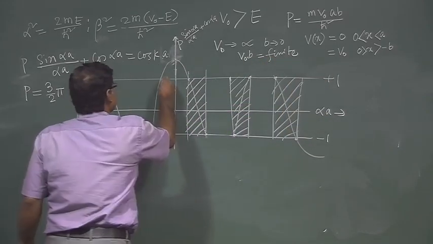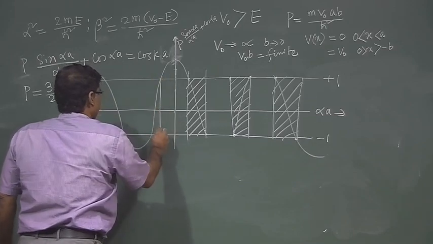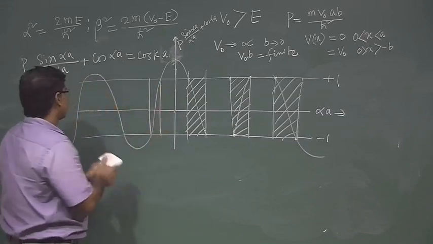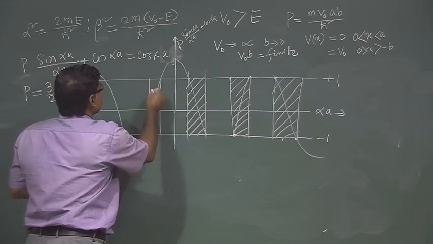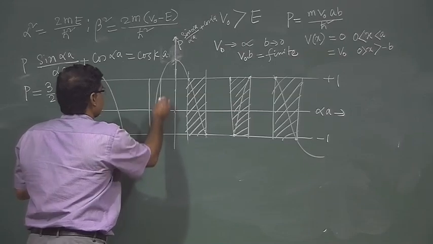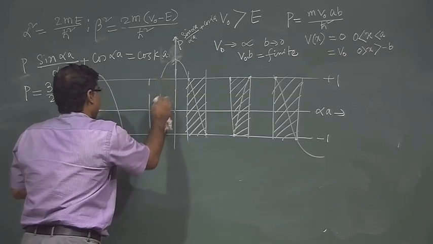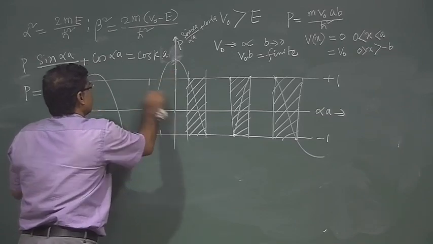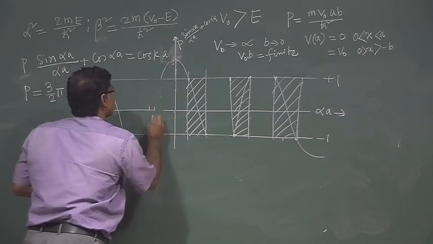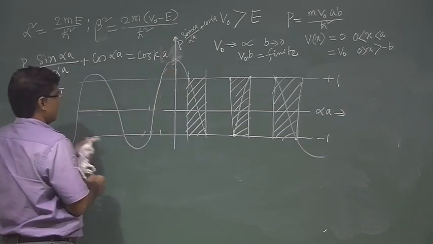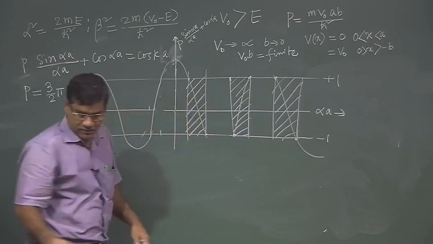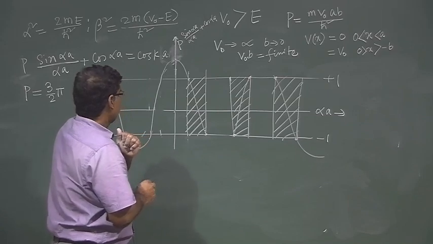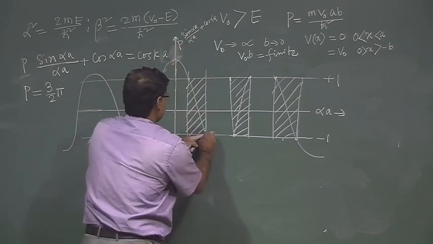Similarly, here also one can draw, but anyway it will generally be symmetric. So, one has to draw properly. So, I think this I have not done properly. Anyway, forget it. So, on the other side also one can get this type of allowed region. So, this part is allowed. Okay.